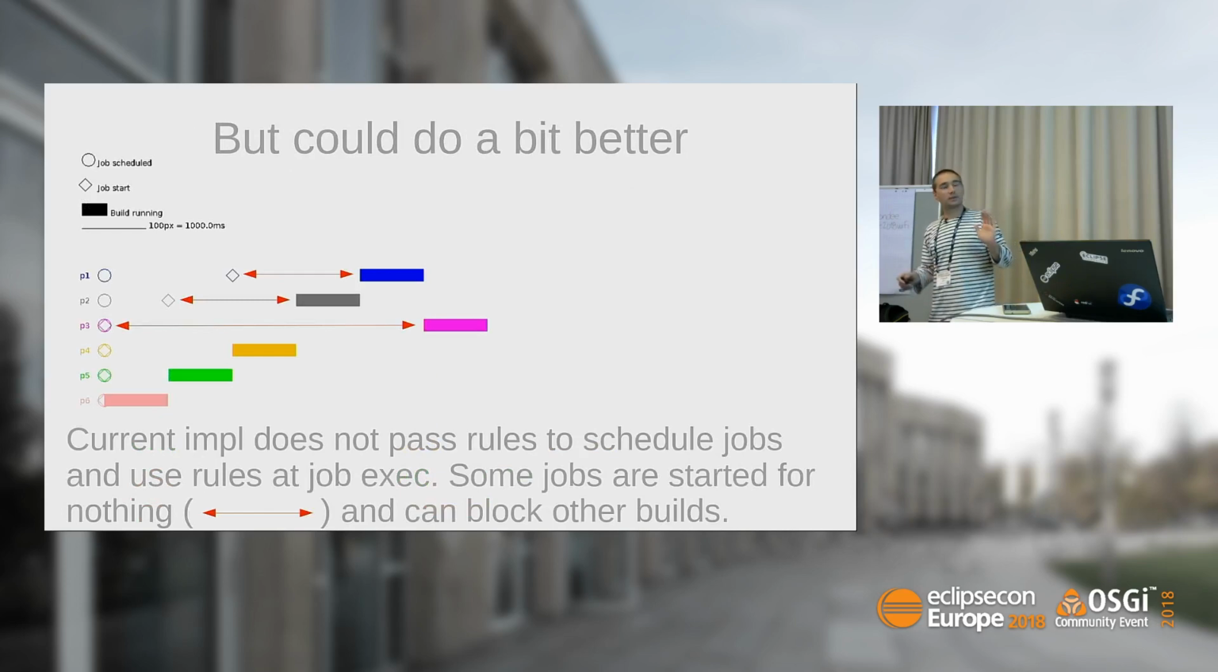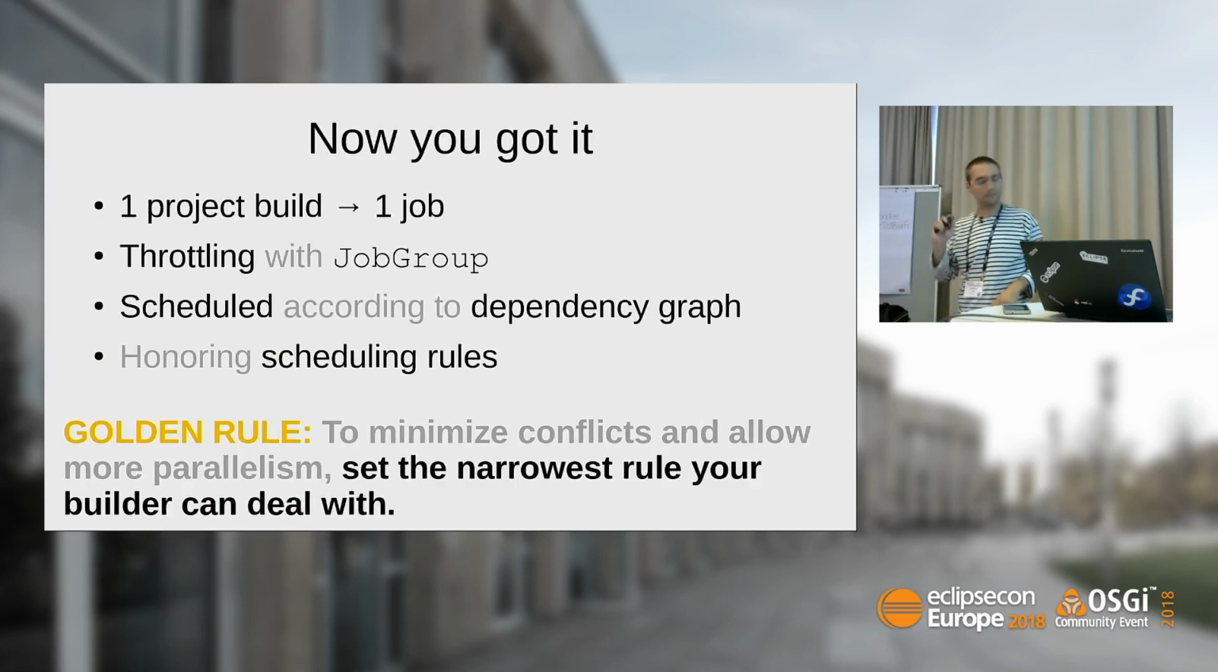It could be a bit better. Maybe I can go quickly through that slide, but there is some time wasted in the case of conflicting scheduling rules, because here you see the job starts and the build starts a bit after. The job starts because it doesn't define the scheduling rule, but the build does. It's more food for thought if you feel advanced on this topic. In reality, it shouldn't affect you that much.